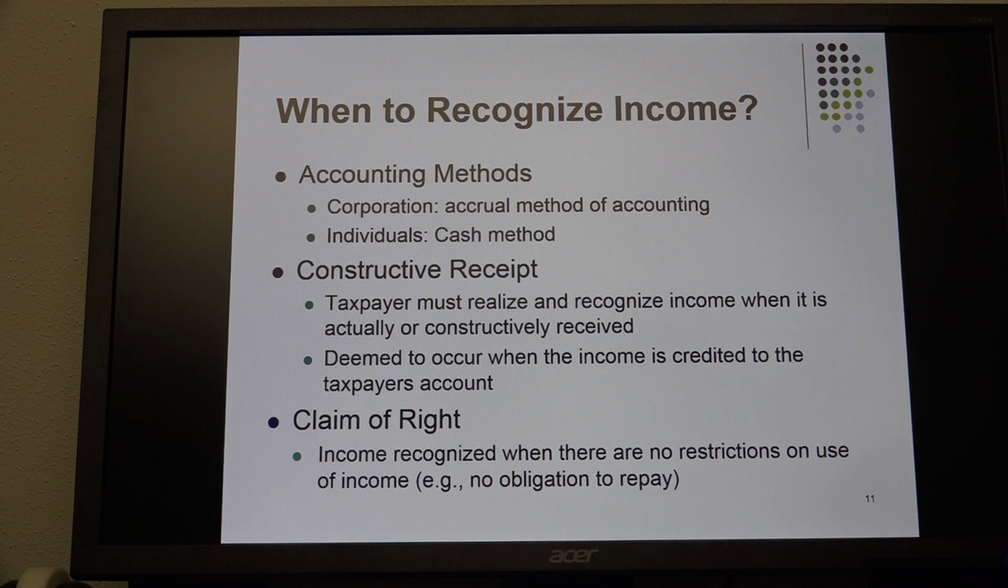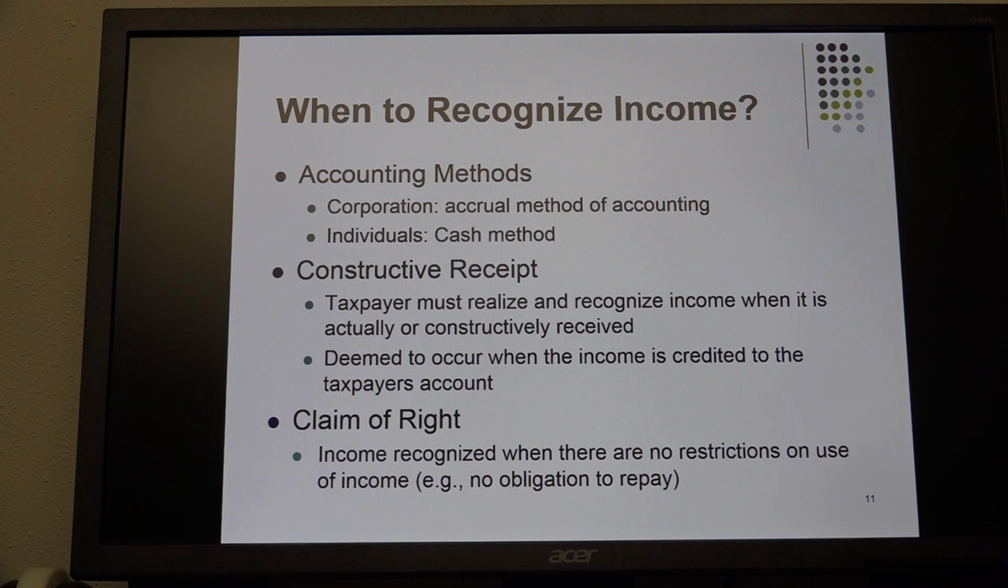Now, if you're not an individual, you have other methods you can use. You could use a cash method, you could use an accrual method, or you might use what we call a hybrid method. But anyway, the main thing is individuals use the cash method, so it's real simple to figure out when individuals must realize and recognize income: on the receipt of cash.